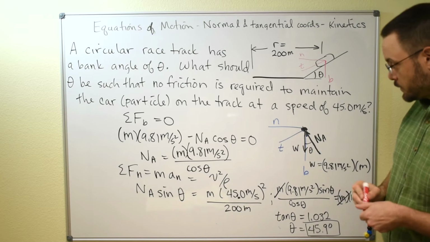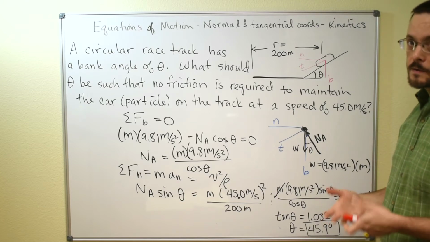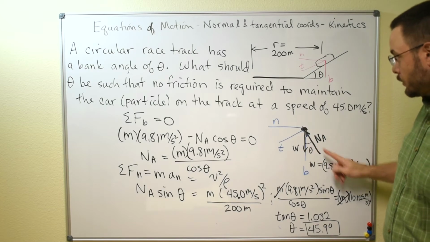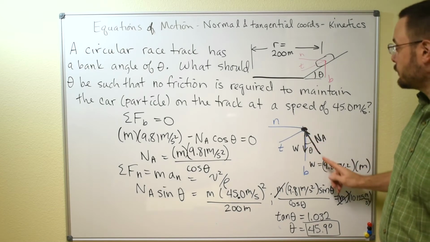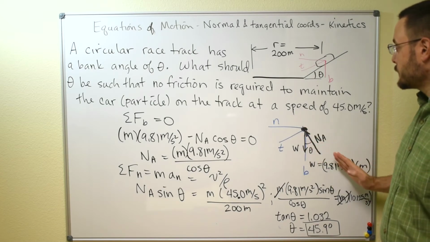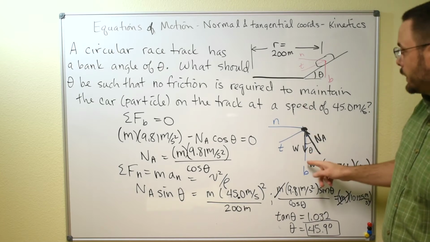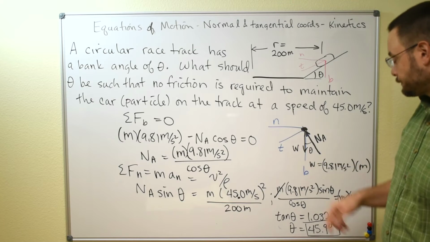And then the only two forces that we have acting on it, since we don't have friction, are the weight and then the normal force. The normal force has to go perpendicular to the track, so the normal force is going to be going at an angle of theta to the binormal.